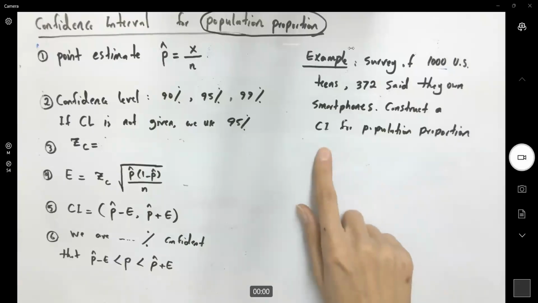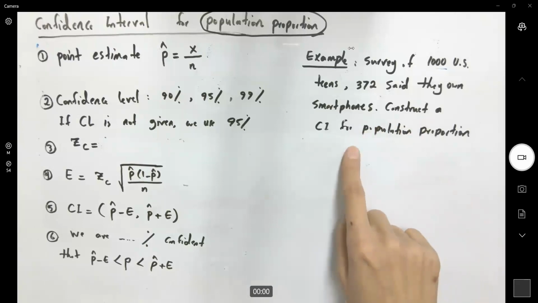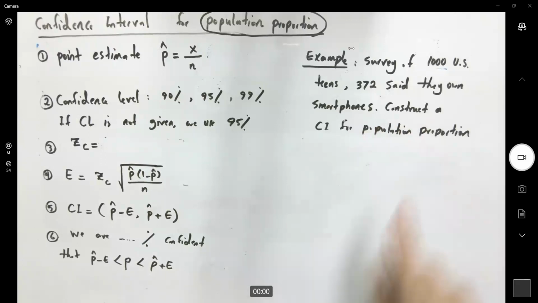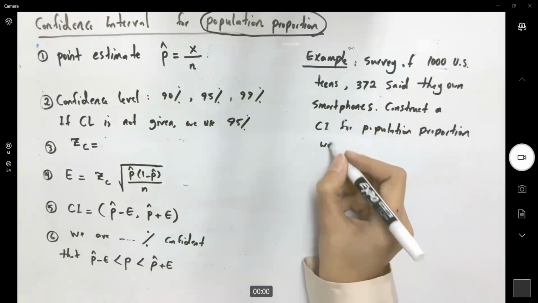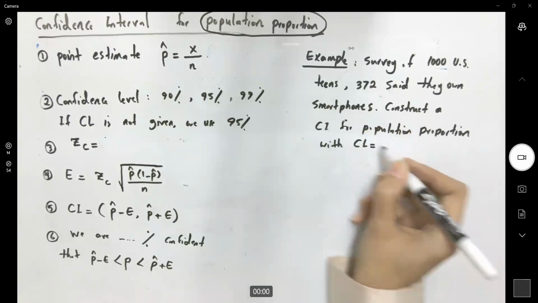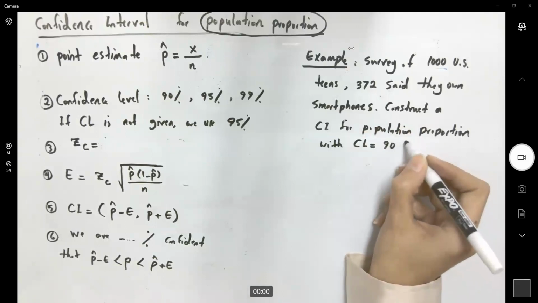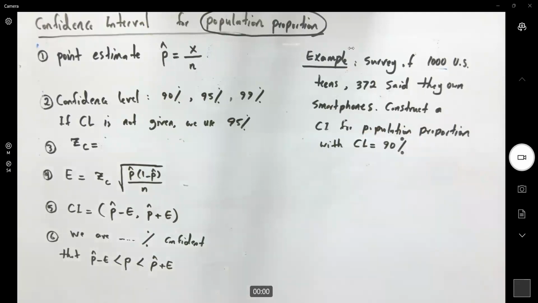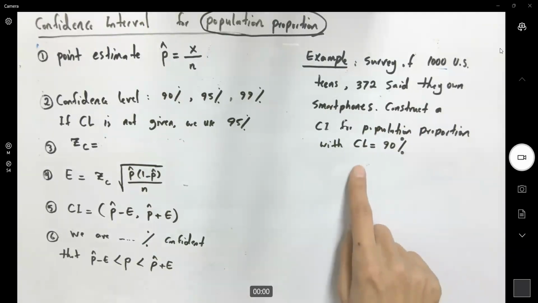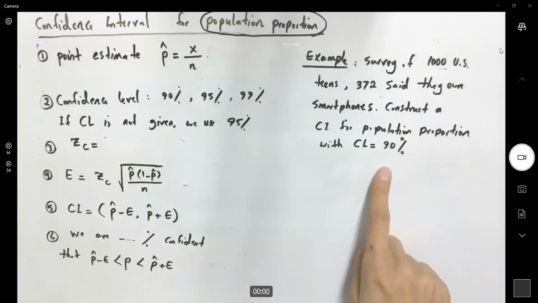Now, suppose the question says, construct a confidence interval for population proportion with confidence level equal to 90%. So now the question says your confidence level is 90%. Well, what should I do? I should go over each of these steps to construct the confidence interval.